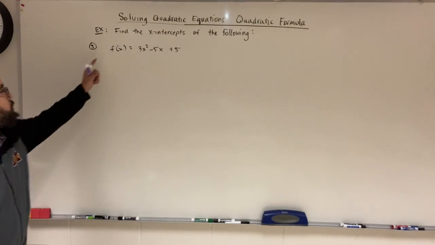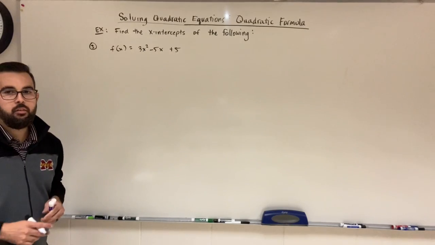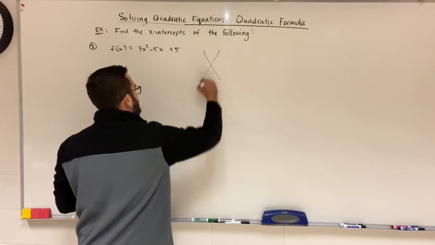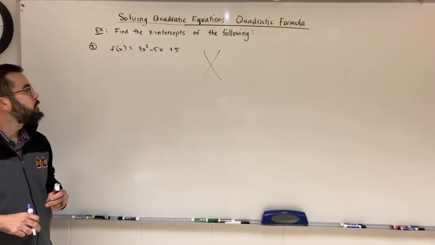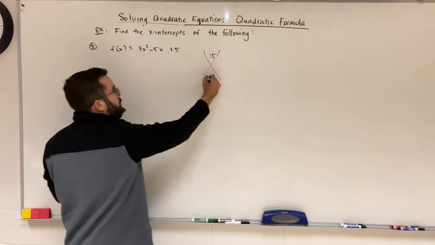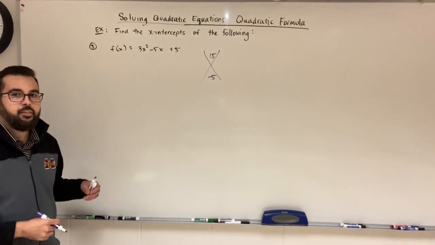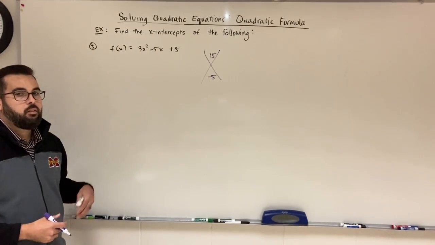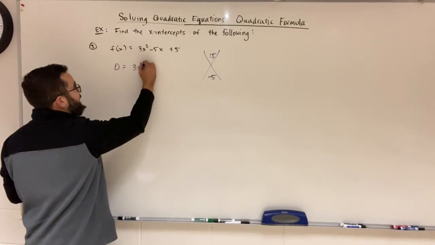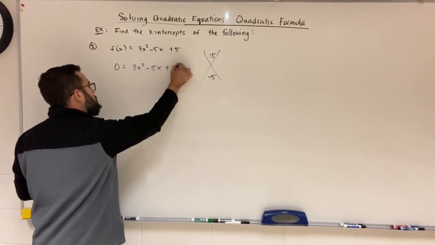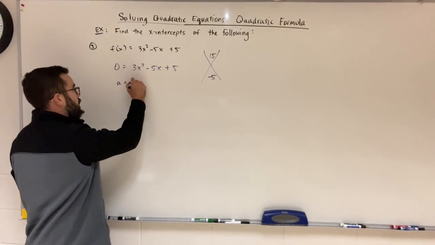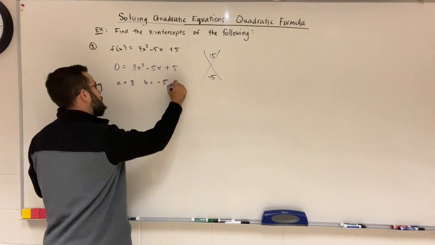So last example, we have 3x squared minus 5x plus 5. Just like the previous problem, I'm going to try and factor it first. So I multiply a times c, that's 15. B is negative 5, so I'm looking for two numbers that multiply to 15 and add to negative 5. It doesn't work. It's not factorable. So when I go to find the x-intercepts, I know that my only option is using the quadratic formula. So a is 3, b is negative 5, c is 5.